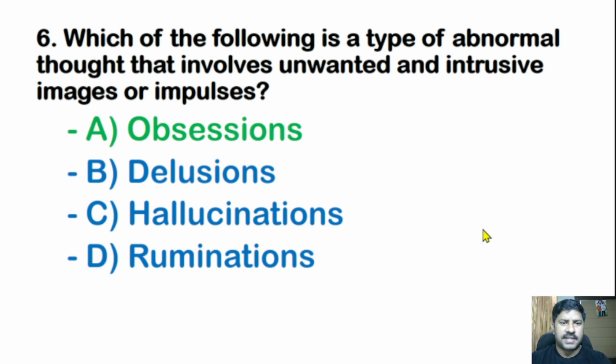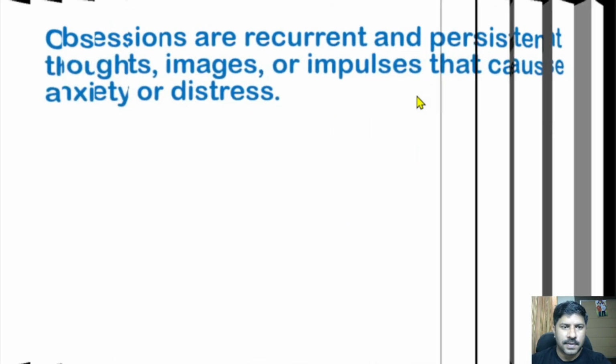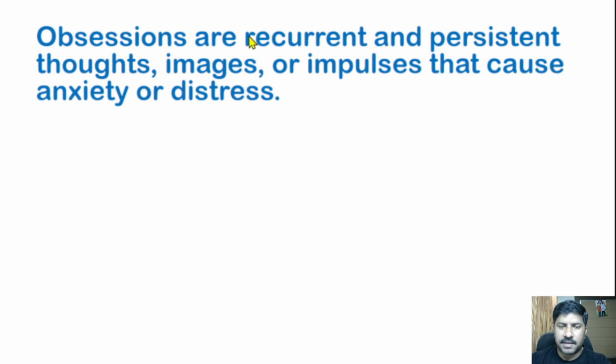The correct answer is obsession. Obsession is an abnormal thought that involves unwanted and intrusive images or impulses. After obsession, the patient will do compulsive behaviors. Obsessions are recurrent, that means repetitive and persistent thoughts, images or impulses that cause anxiety or distress. So the patient has to do some activities to remove that anxiety.